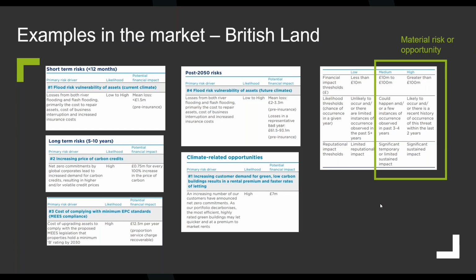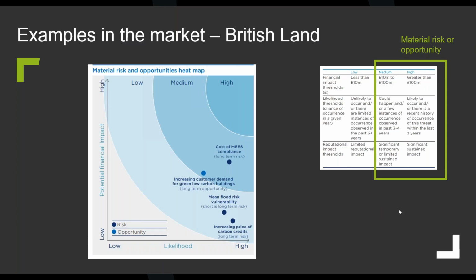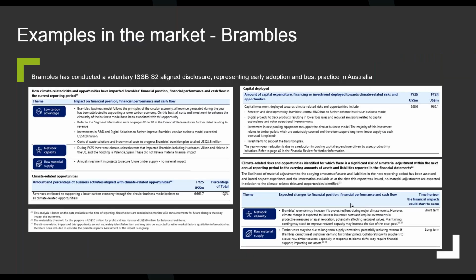So for all of these risks and opportunities, they've quantified the potential financial impacts of these pre-insurance, so pre-mitigation, ranging from between £0.75 million to up to £12.5 million per year as well, so quite a wide range of financial impacts there. And as you can see on this heat map here, with potential financial impact on the y-axis and likelihood on the x-axis, the likelihood of these risks occurring and opportunities occurring is relatively similar. It's the financial impact that's what really differentiates the materiality of these risks and opportunities that have been identified.